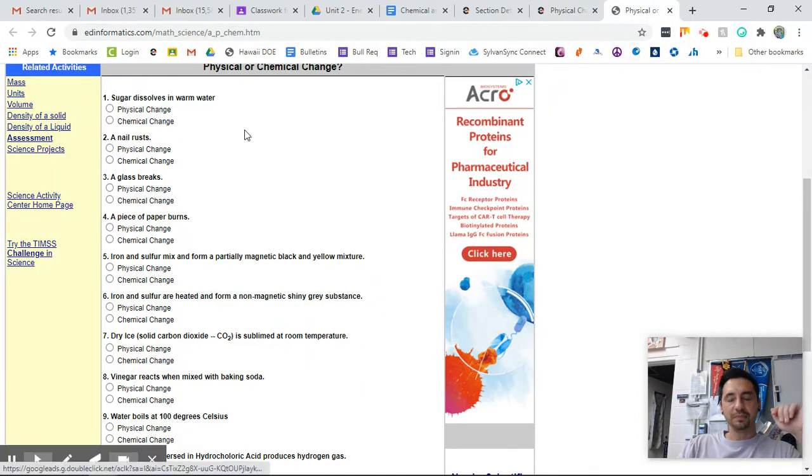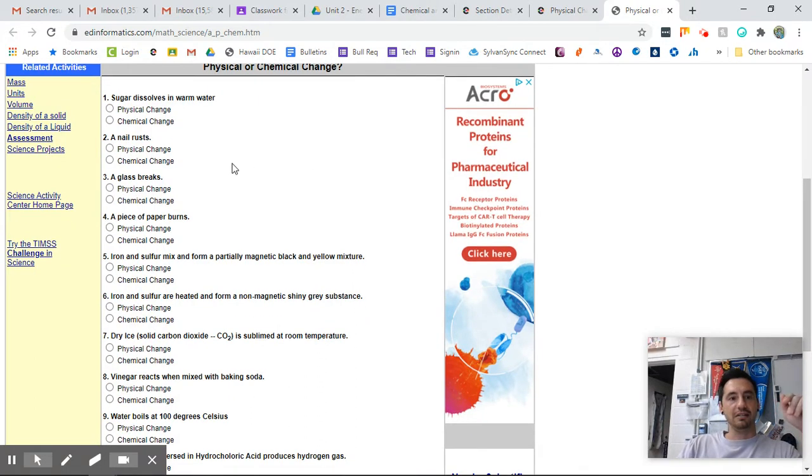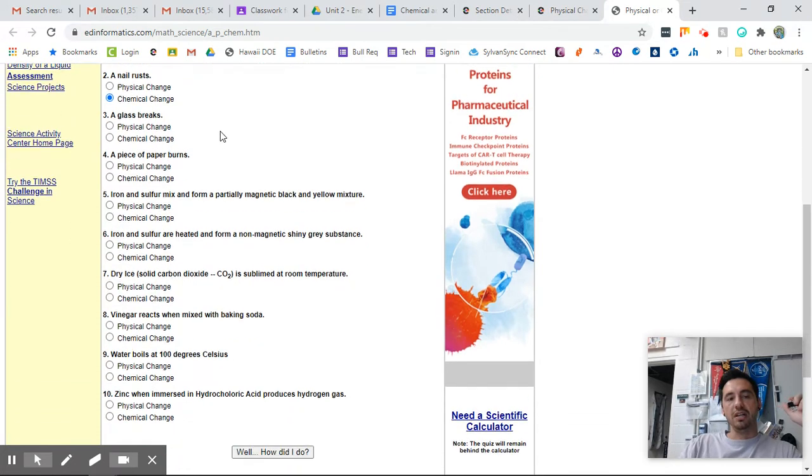So let's see if we can figure it out right off the bat, without even learning anything just yet. Sugar dissolves in warm water. That's going to be a physical change. Sugar does not break down when it goes into water. It just separates and dissociates into the water. A nail rusts. That is a chemical change, because of the color change. Glass breaks, a physical change.